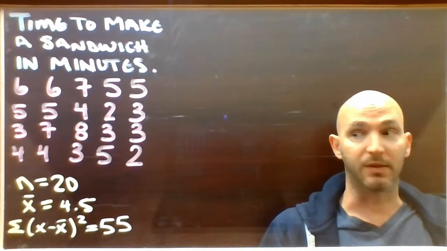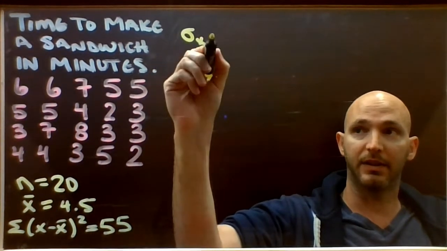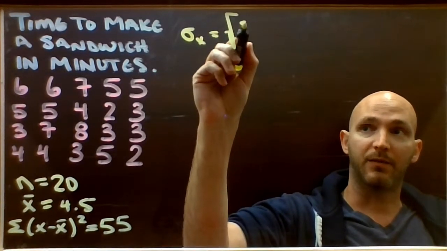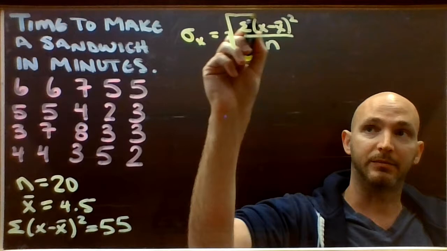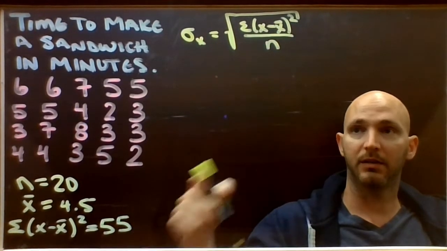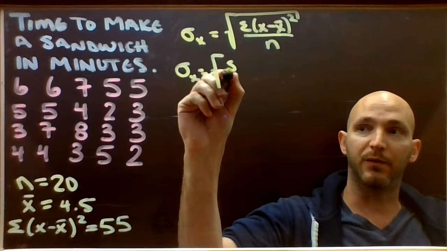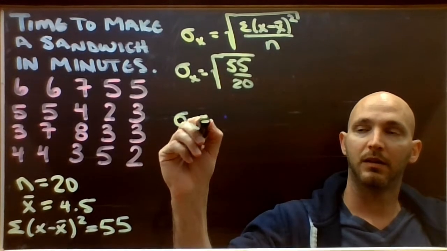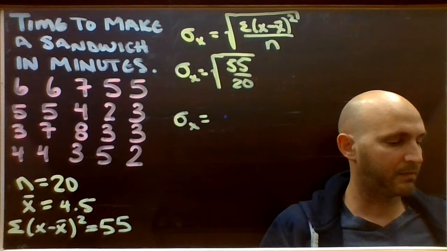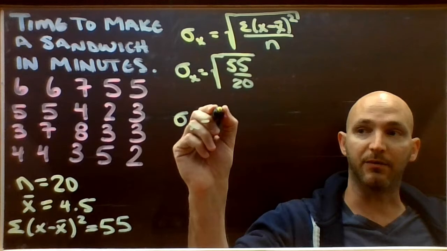So there was a formula in the notes for how to calculate standard deviation once you have these numbers. So sigma x, that standard deviation, is the square root of the sum of all the data points minus the average, then squared, divided by n. So I have this number here. I know n is 20, so I just have to fill them in. Sigma x is the square root of 55 divided by 20. 55 divided by 20 is 2.75.